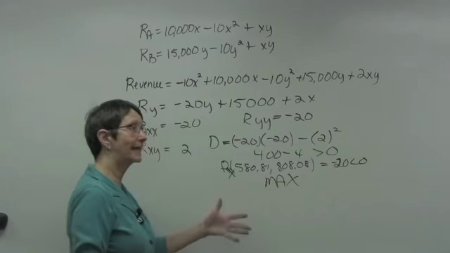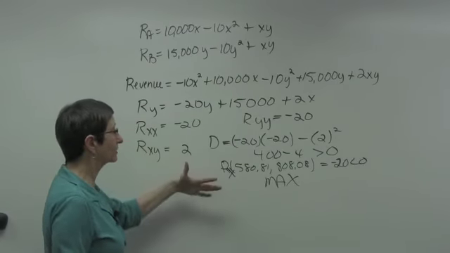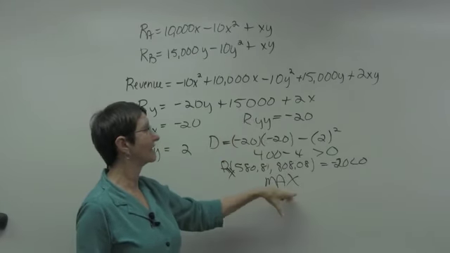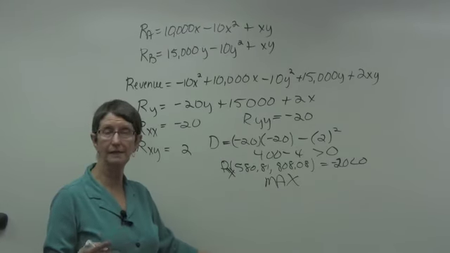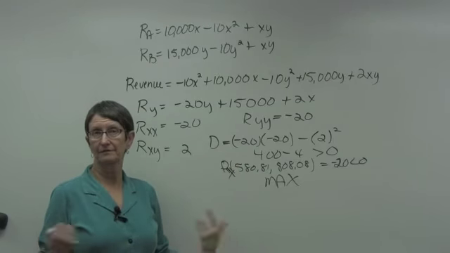So the problem said, what do you need to sell for maximum revenue? We found it, and the second partials test verified what our assumption was. We got one critical point, and it worked out, as it should.